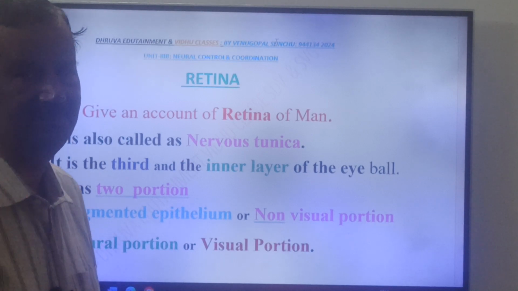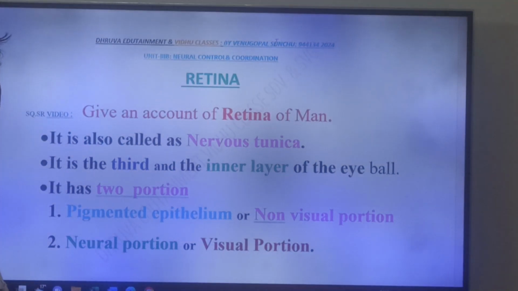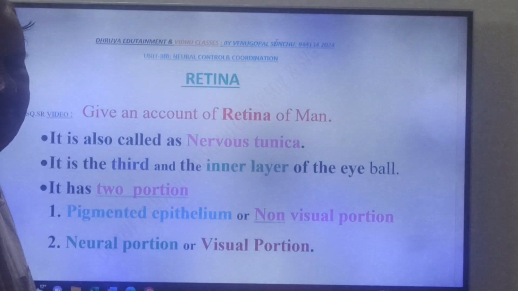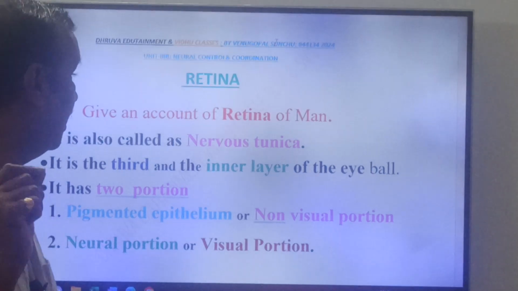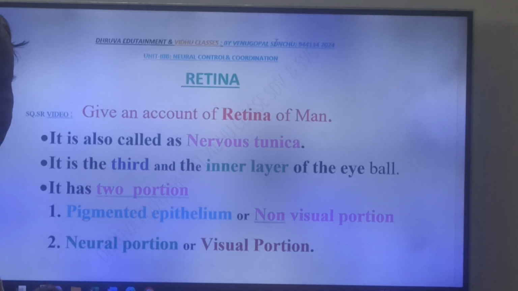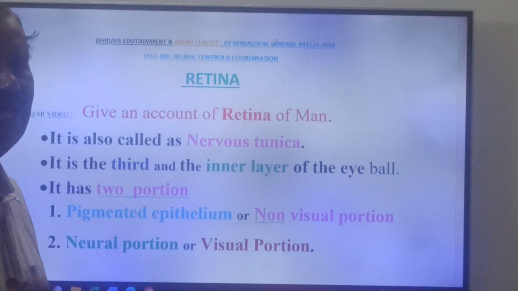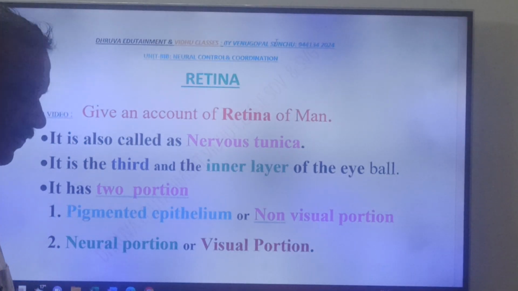Tunica means layer. So in this question we are discussing the third layer of the eye, or innermost layer of the eyeball, that is retina. It is also called nervous tunica. Now come to our answer. What is our question, friends? Give an account of retina of man. Very, very important question, friends, and very useful question also.